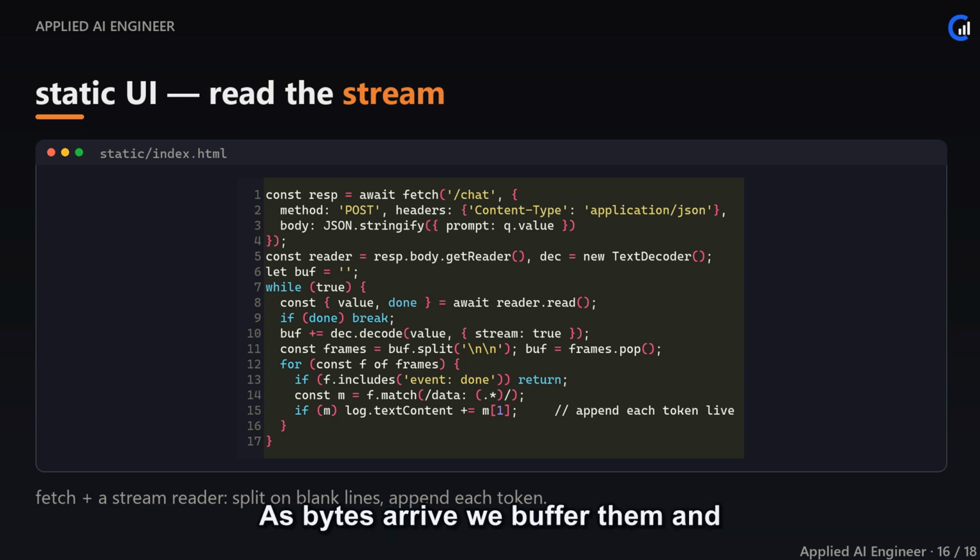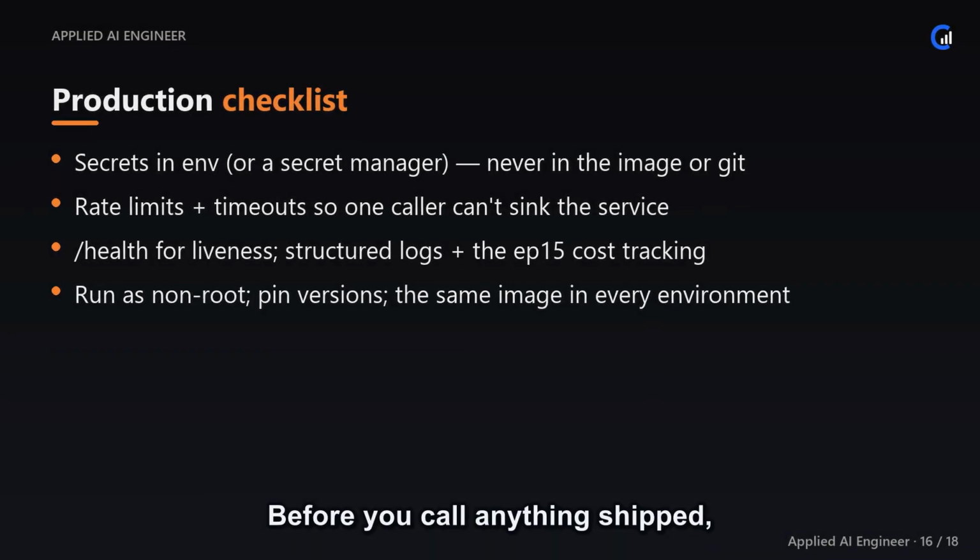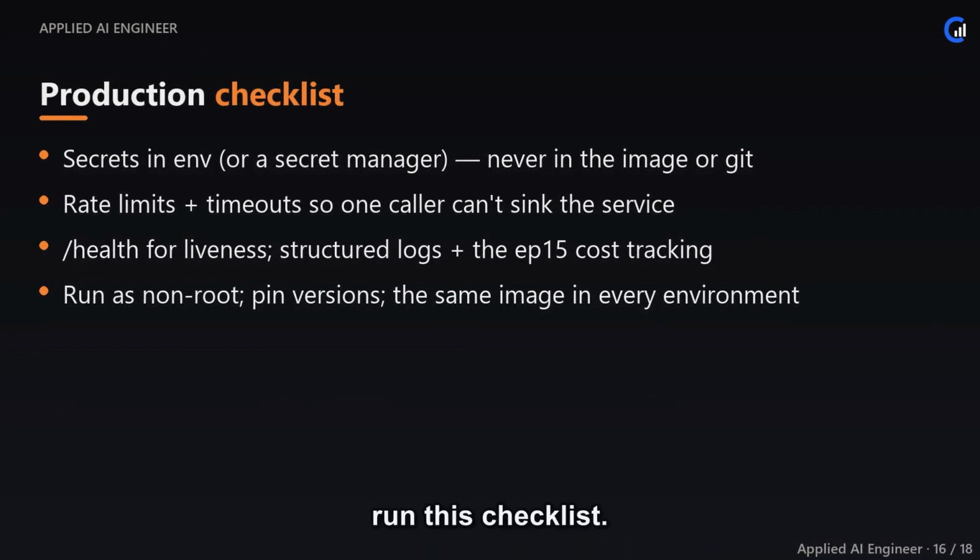As bytes arrive, we buffer them and split on the blank line that separates SSE frames, appending each token's data to the page the instant it lands. The done event ends the loop. The effect is the live, growing answer every chat app gives you, and we built it in 20 lines of plain JavaScript, no framework. FastAPI serves this file from a static folder at the root route, so opening the server in a browser just works. Before you call anything shipped, run this checklist.